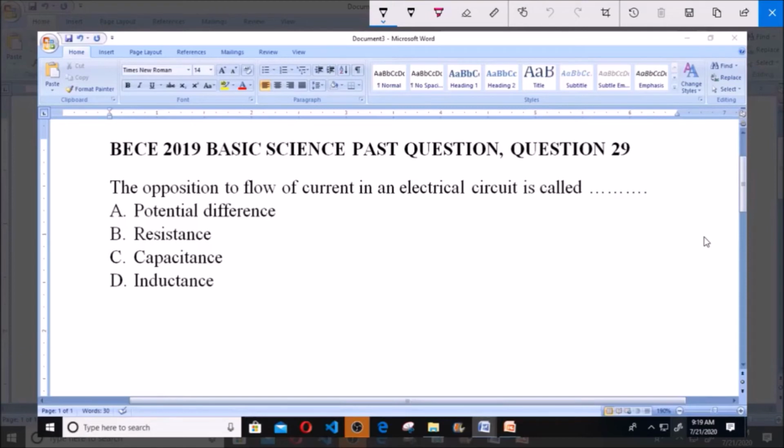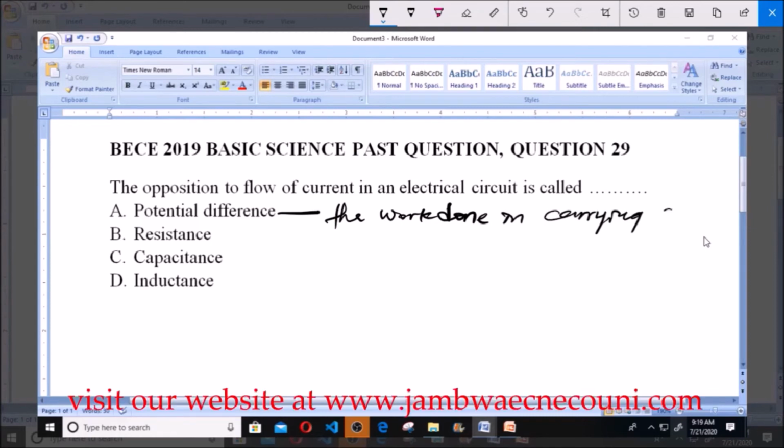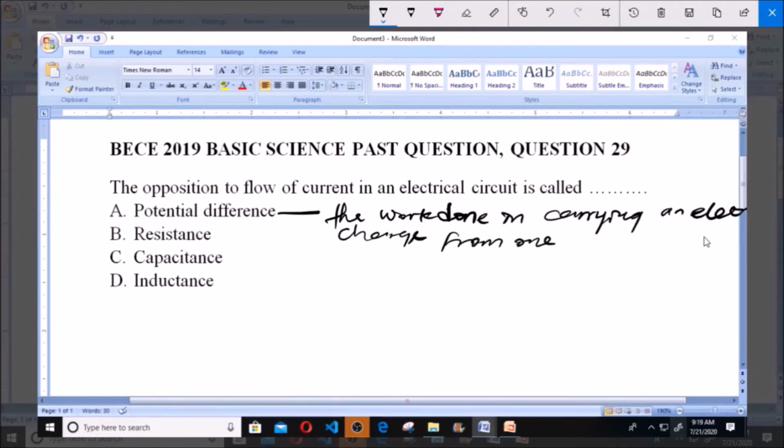All of these have importance in an electric field, so we have to know the meaning of them. First of all, we have potential difference. Potential difference simply means the work done in carrying an electric charge from one point to another. That's just what potential difference means. But the question says the opposition to the flow of current, so definitely potential difference cannot be the answer.